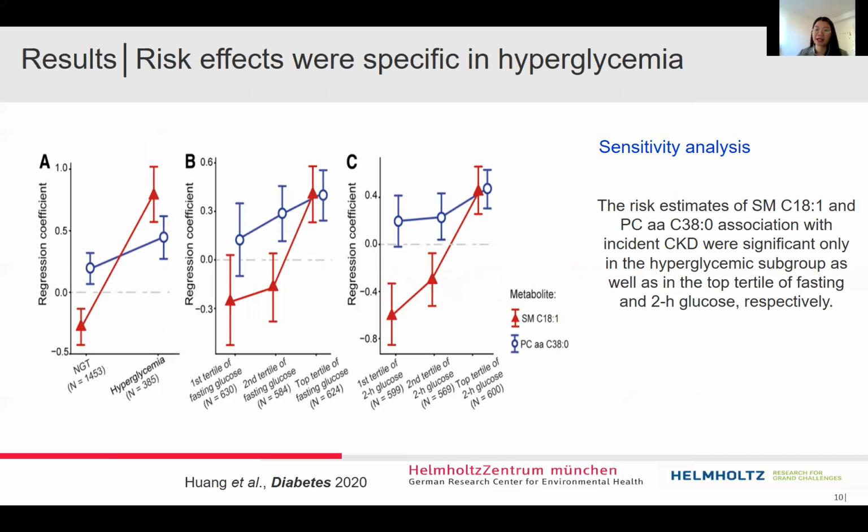To strengthen our findings, I conducted several sensitivity analyses. One of the sensitivity analyses was that I explored the interaction effect of candidate biomarkers with glucose levels for incident CKD. I found the risk effects of these 2 metabolites with incident CKD were significant only in the hyperglycemic subgroup, as well as in the top tertile of fasting and 2-hour glucose, respectively. These results indicate that the risk effects of the 2 candidate biomarkers of incident chronic kidney disease are specific for hyperglycemia.